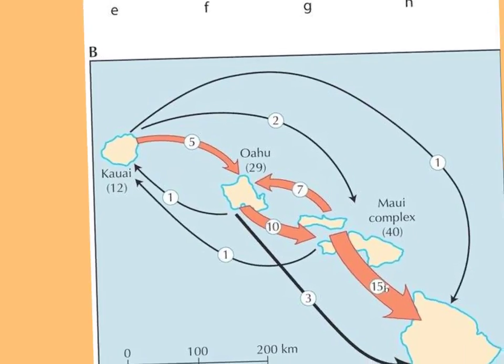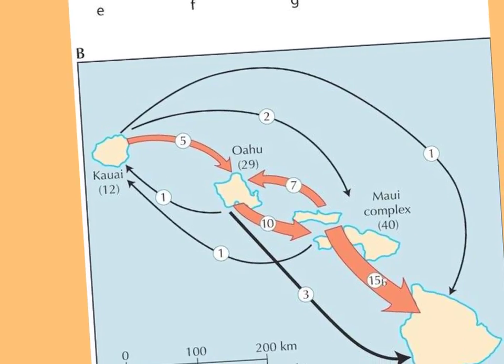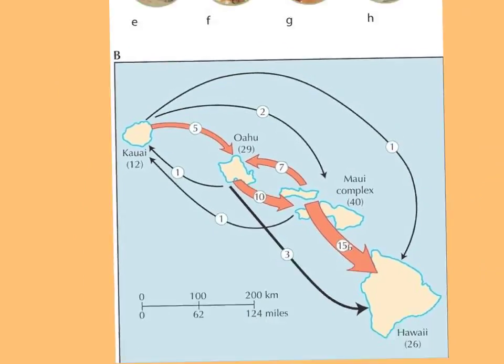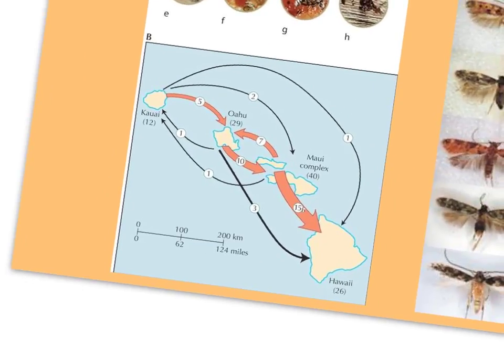Let's see here. So Kauai is the oldest of the group. Actually, if you go further west, it's the midway. Oahu showed up after that. The Maui complex, including Molokai and Lanai, arose after that. And then the newest island, of course, is the Big Island. And there's a new island that's now being formed as well.